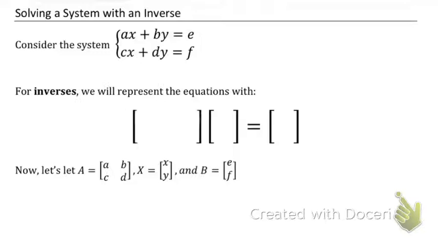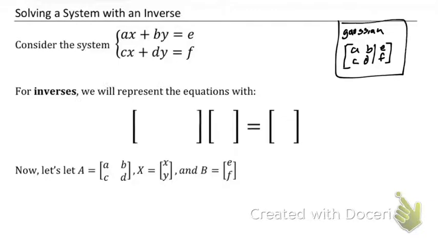So for Gaussian elimination, if you remember, this was the Gaussian version. It would look something like this, where we have A, B, C, D, and we'd have E, F over here. That's if we were using Gaussian elimination. We're not doing Gaussian elimination this time. We will not use an augmented matrix. In fact, we're going to use matrix multiplication to replicate these systems.